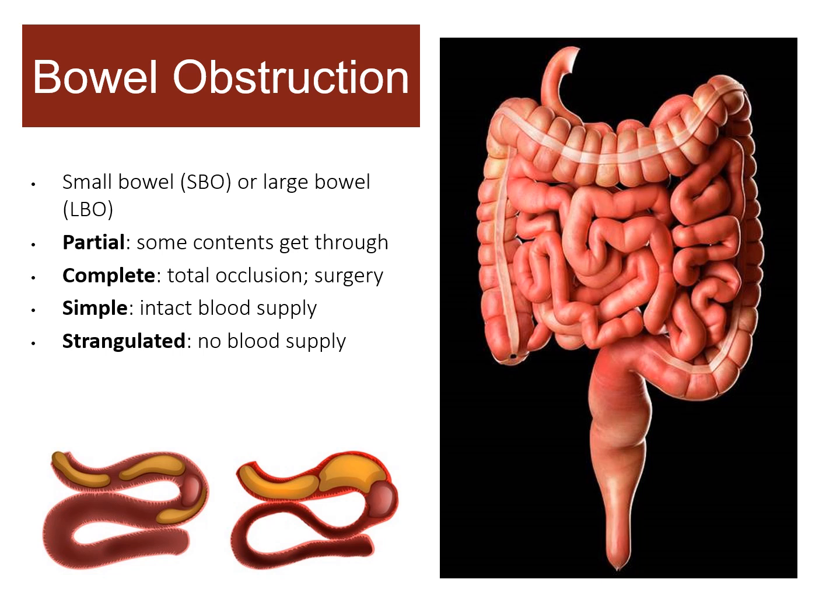Okay, these are categorized by partial and complete. So partial means some movement can still happen. Complete is total occlusion, so those patients will likely need surgery. Simple means everything is still flowing okay blood-wise. Strangulated means it's being strangled and there's no blood supply. That is bad.